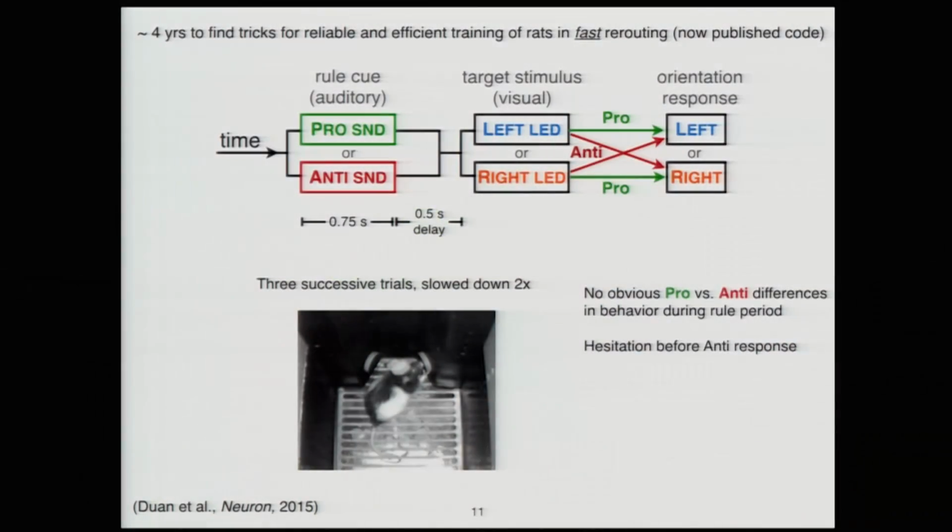So that's why I emphasize no obvious differences. The other thing that you saw was that hesitation before the anti-response. The video is a little atypical in that in a typical anti-trial, the rats don't obviously turn towards the light and then turn away. But what is very typical for these trials is that they're slower in their anti-response. The time they take from the turning on of the LED to their response is slower for anti-trials than for pro trials by about 50 milliseconds. Okay.